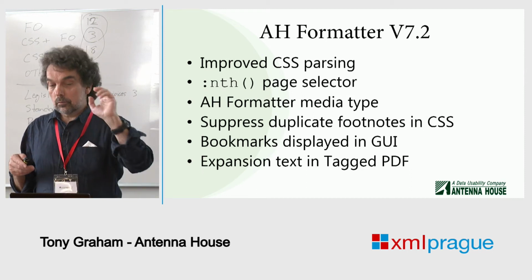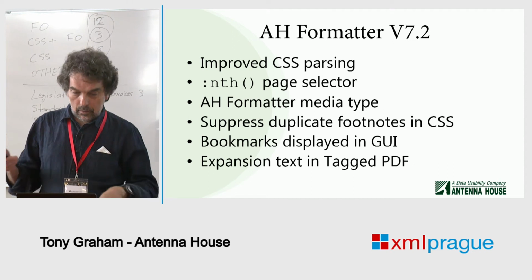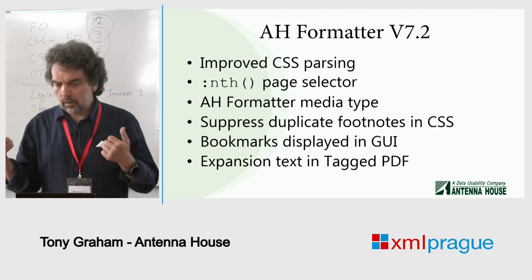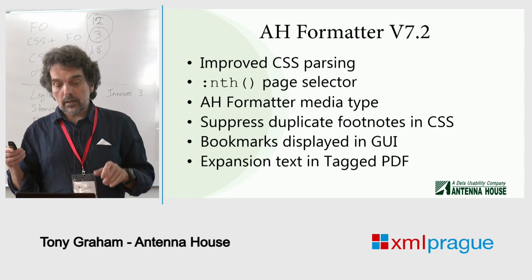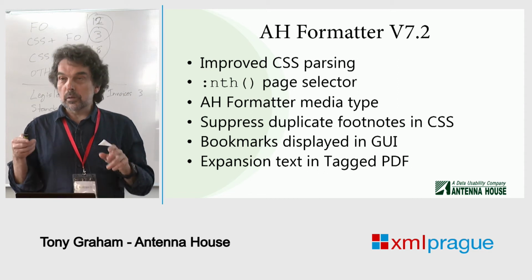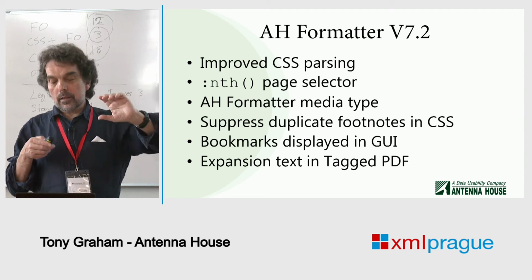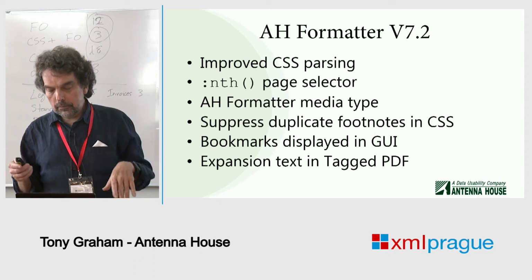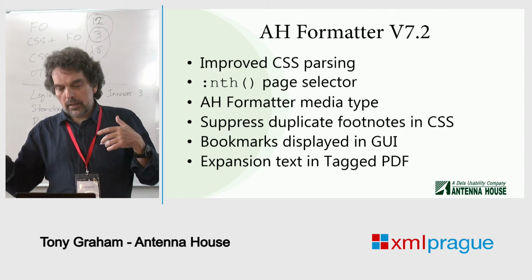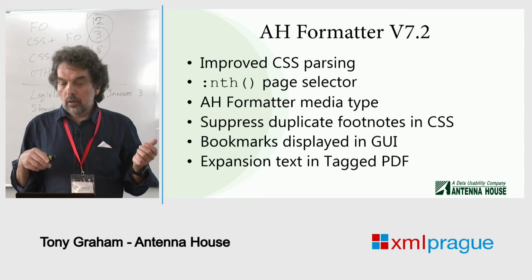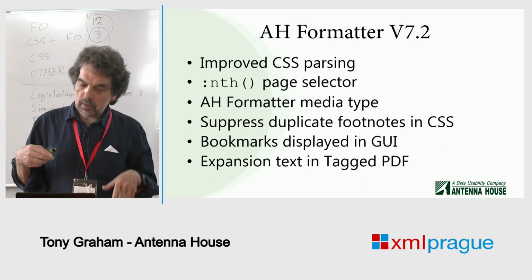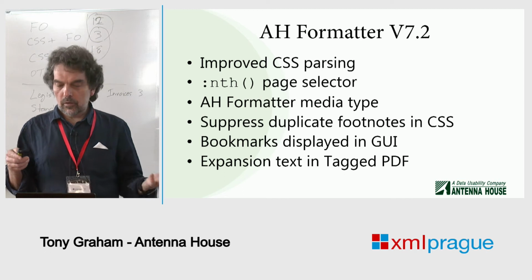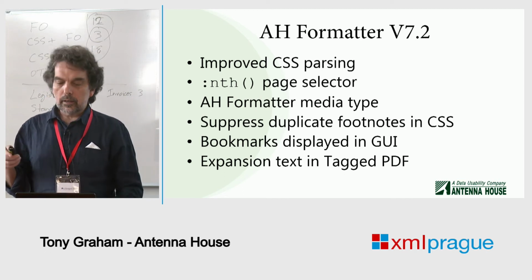Version 7.2, from later in 2021, improved the parsing of CSS and added the nth page selector. In your CSS, you can use a keyword for the AH Formatter media type, so you can separate out your CSS rules, CSS properties that are specific to AH Formatter, and they won't even be used by any other CSS formatter. Suppress duplicate footnotes. In the GUI you can display the bookmarks that are in the document, so you don't need to go to the PDF viewer to view the bookmarks that you've generated in the PDF.